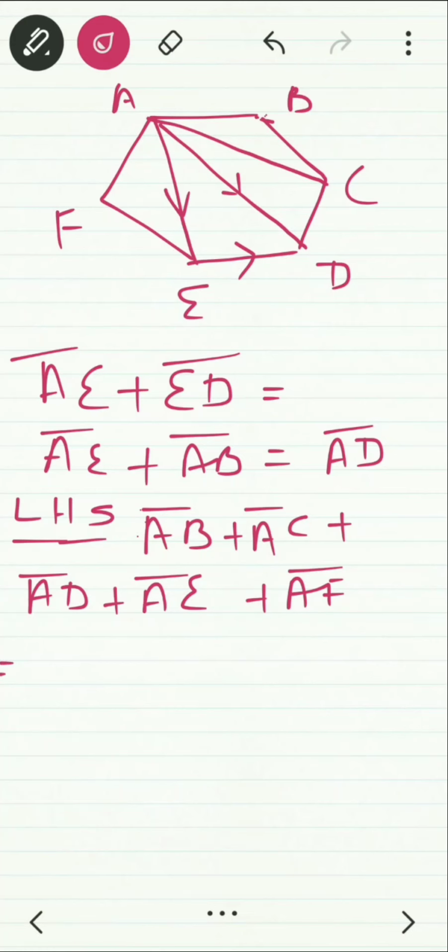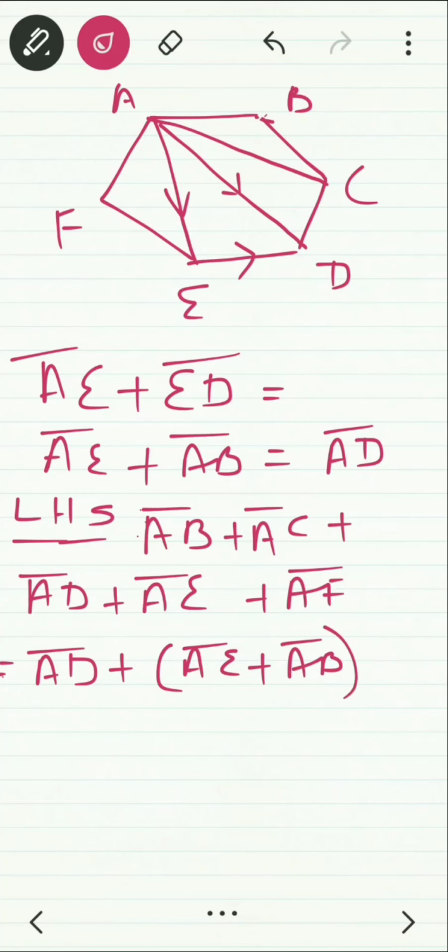Okay, so we can rearrange it and write it this way: AD plus AE plus AB, which we will write together, plus the remaining, that is AC plus AF, which can be written together.